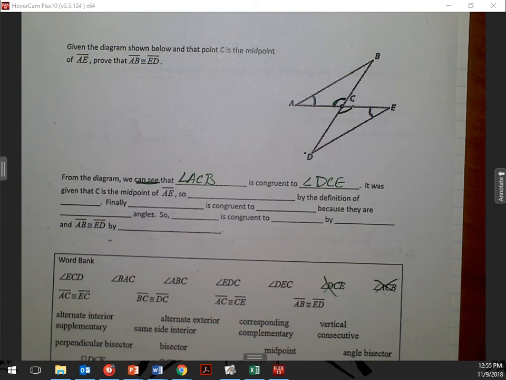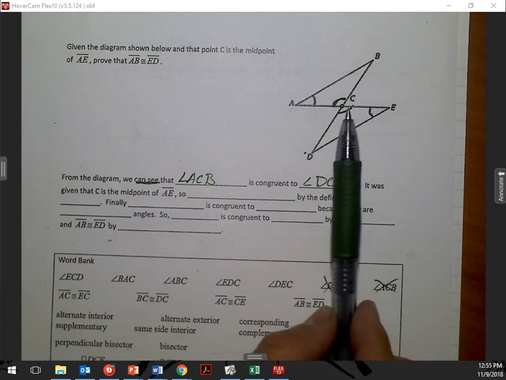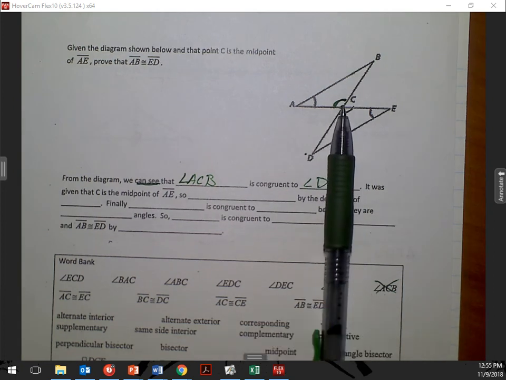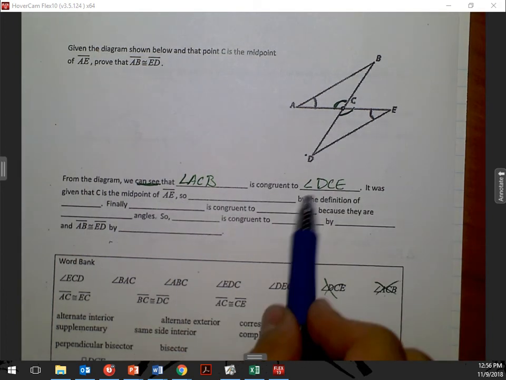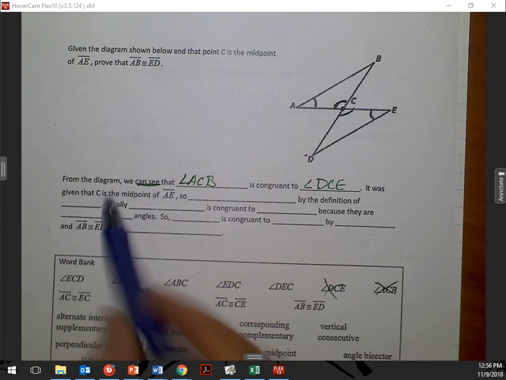It was given that C is the midpoint of AE. I'm going to mark that right there. So, midpoint means that it is the middle. Very good. So if it's the middle of AE, I know that... by the definition of blank.